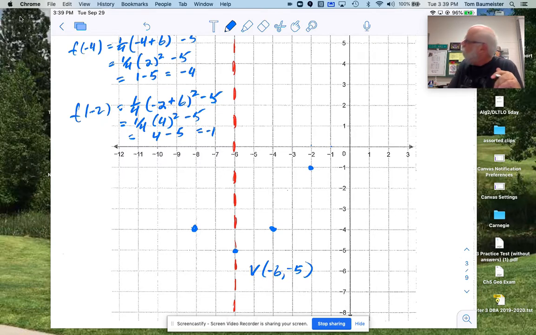Did you already get yours? I did. Yeah. All right. And then I'm going to go 1, 2, 3, 4 to the axis of symmetry. That means I'm going to go 1, 2, 3, 4 to the other side, and I'm going to make my point there.